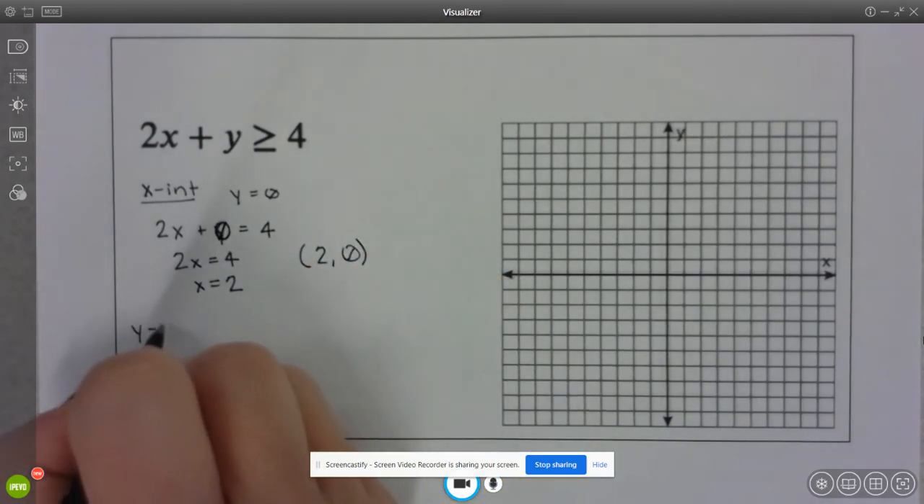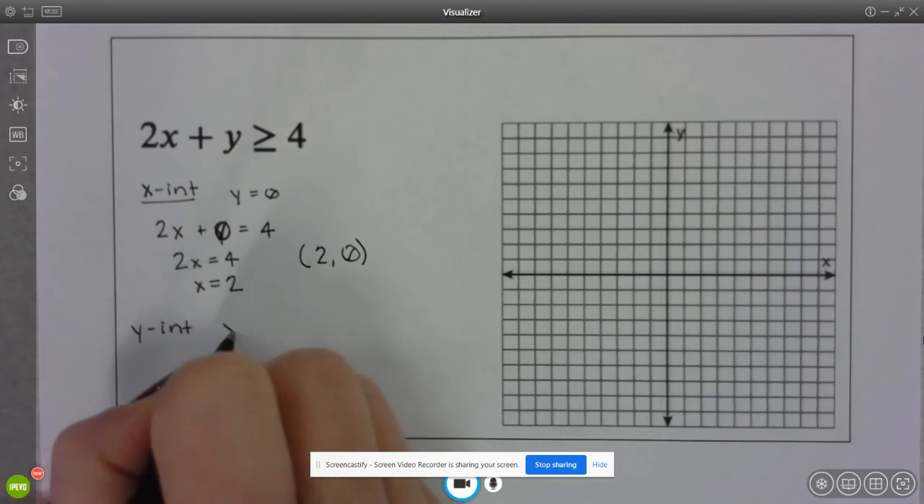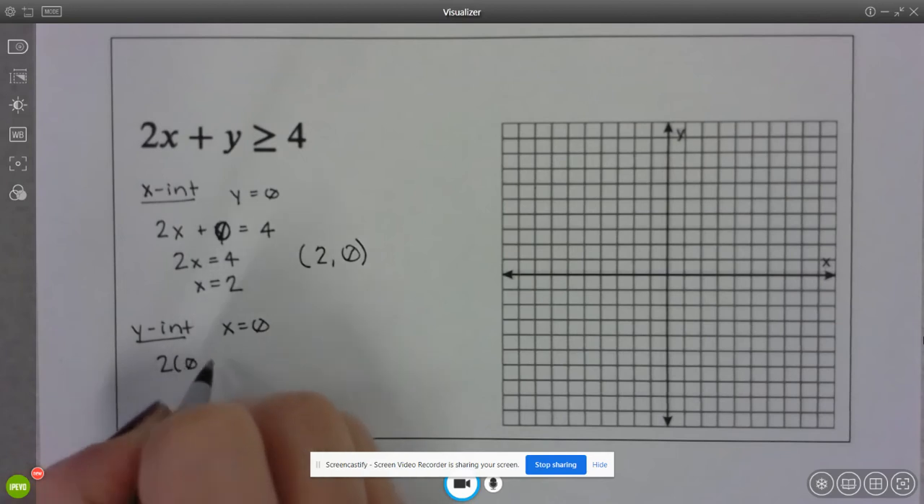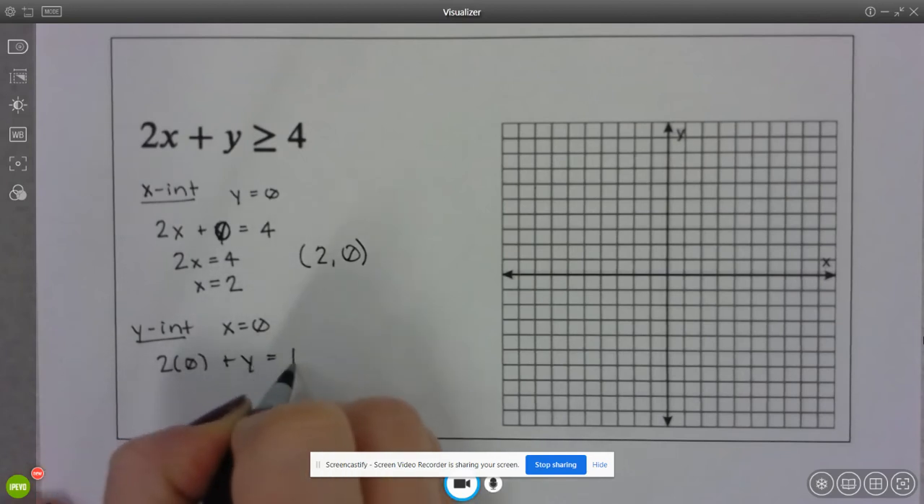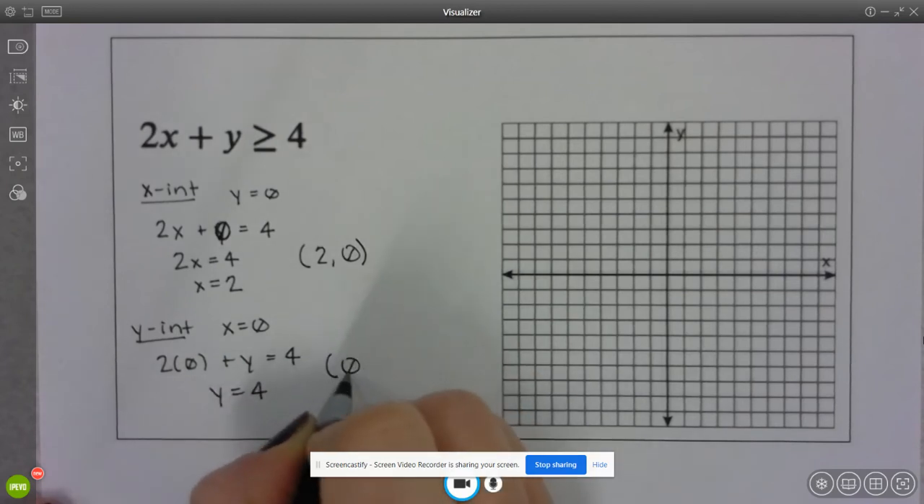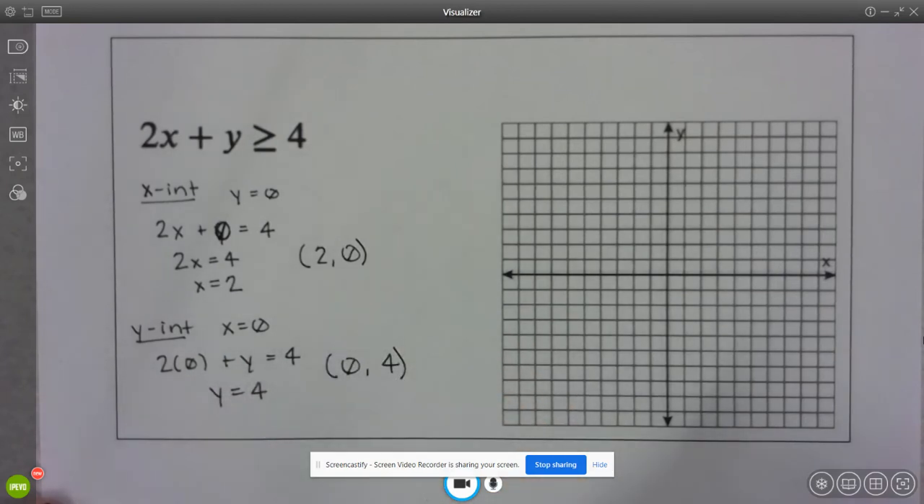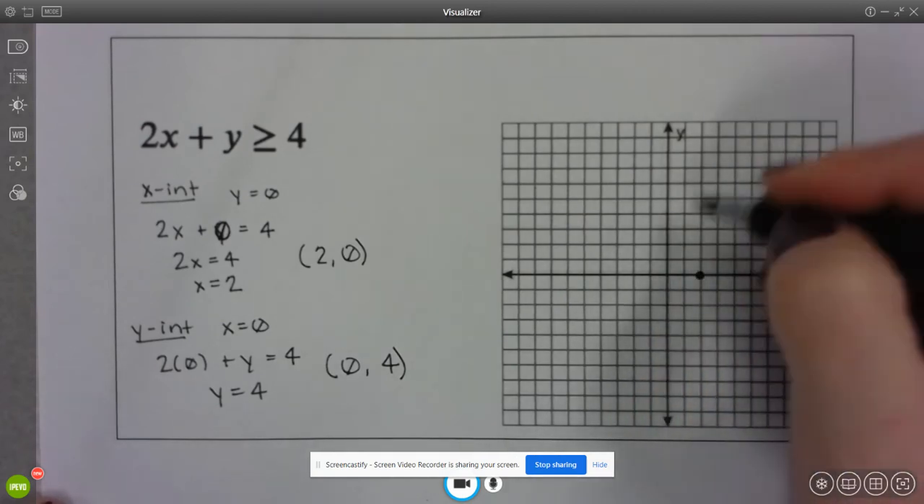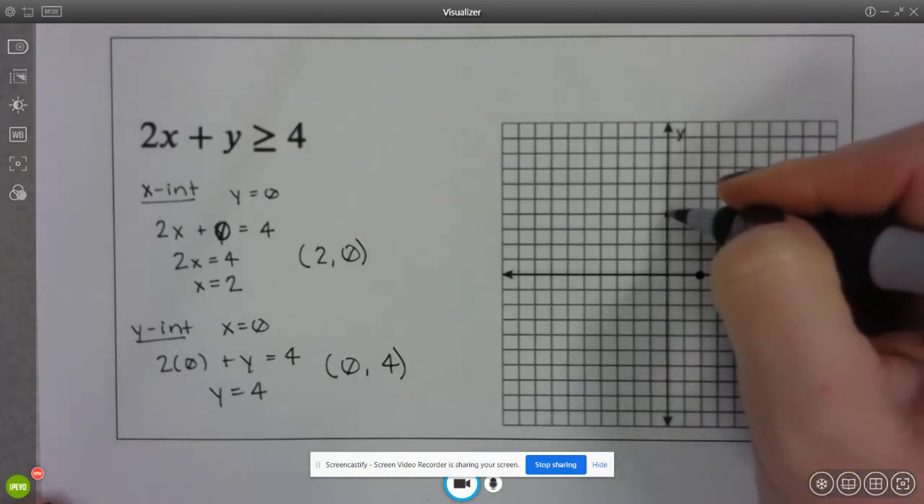And then same thing for my y-intercept, except I'm going to make x 0. So 2 times 0 plus y equals 4. So then y would be 4. So this is (0, 4). So those are the 2 points I'm going to graph: (2, 0) and (0, 4).